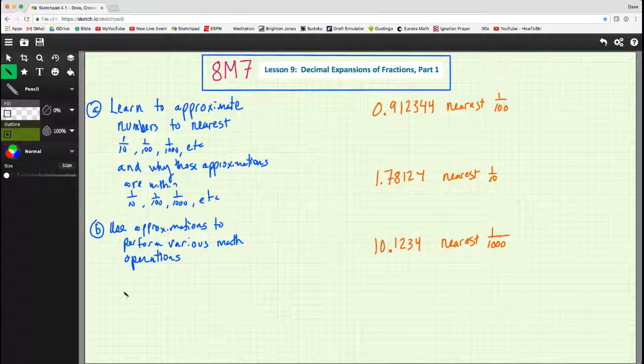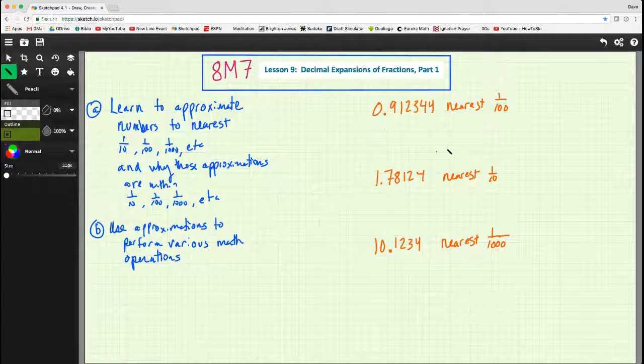And then we're going to use those approximations to perform some various math operations. And that'll be slides 2 and 3. There's really only 3 slides in this lesson. Okay, so let's talk about rounding this guy to the nearest 100th, and this guy here to the nearest 10th, and this guy to the nearest 1000th.